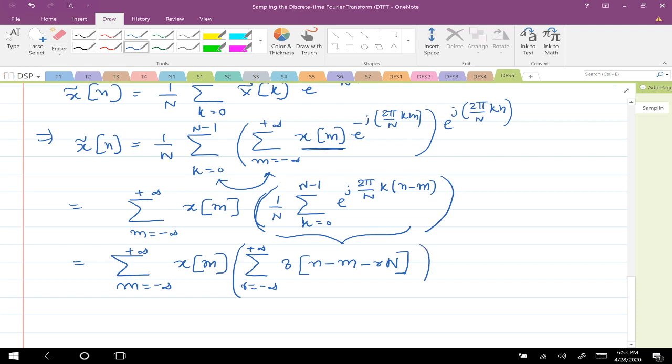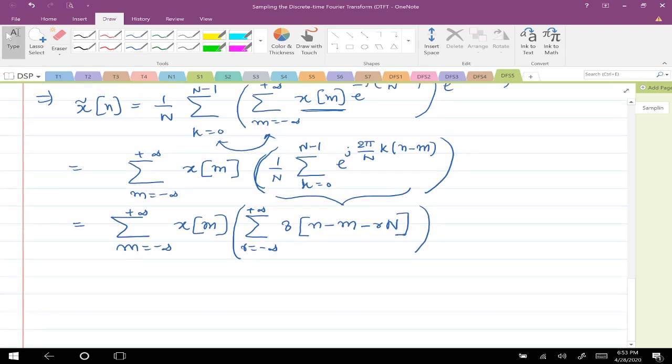So again, does this expression ring something in your brain? X of n into n minus m minus rn. If this is not very clear to you, let's write this as a slightly rephrased one. I could have written it as n minus rn minus m. That's nothing but a linear convolution of x of m with this, is it not?